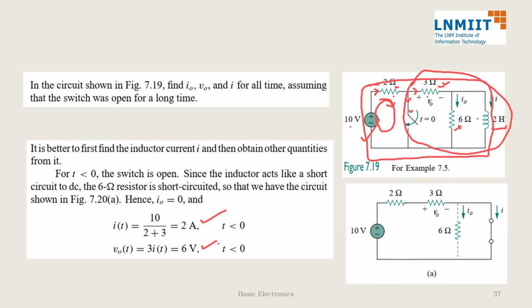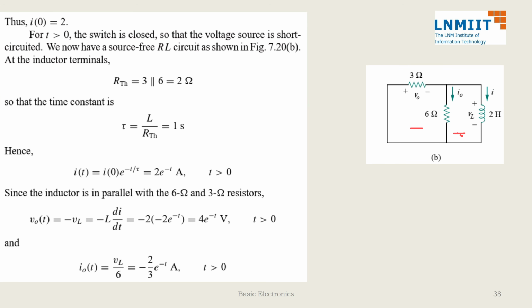Now we talk about t greater than 0. When t is greater than 0, 10 volt, 2 ohm will not be part of our RL circuit. They are gone, and we are left with this remaining circuit, which is this one. Now if we see this 3 ohm and 6 ohm, they are parallel to each other. We can make a combined resistance of 2 ohm. And tau, which is L by R, and I got L is equal to 2, R equivalent is 2, so I got tau is equal to 1. So that means what is my characteristic equation? I of t is equal to I naught e raised to power minus t by tau. I naught is 2 and t by tau is 1. So I got this.